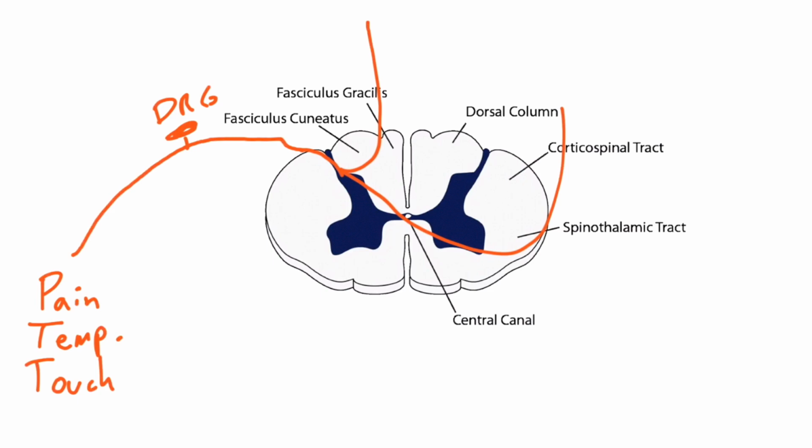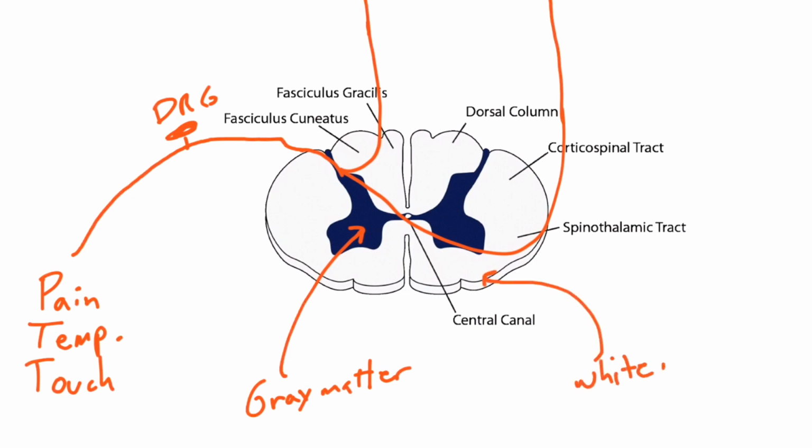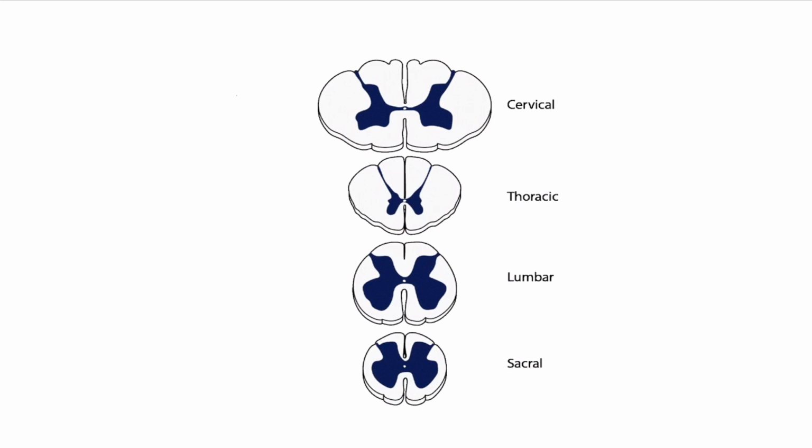But what's important to know is that the information travels up in this white matter. And it does this at every spinal cord level. Something else I want you to make sure you understand is that this inner dark blue part is the gray matter, and this lighter part is the white matter. So now we will show figure 8.10 from your text, showing each individual spinal cord level.